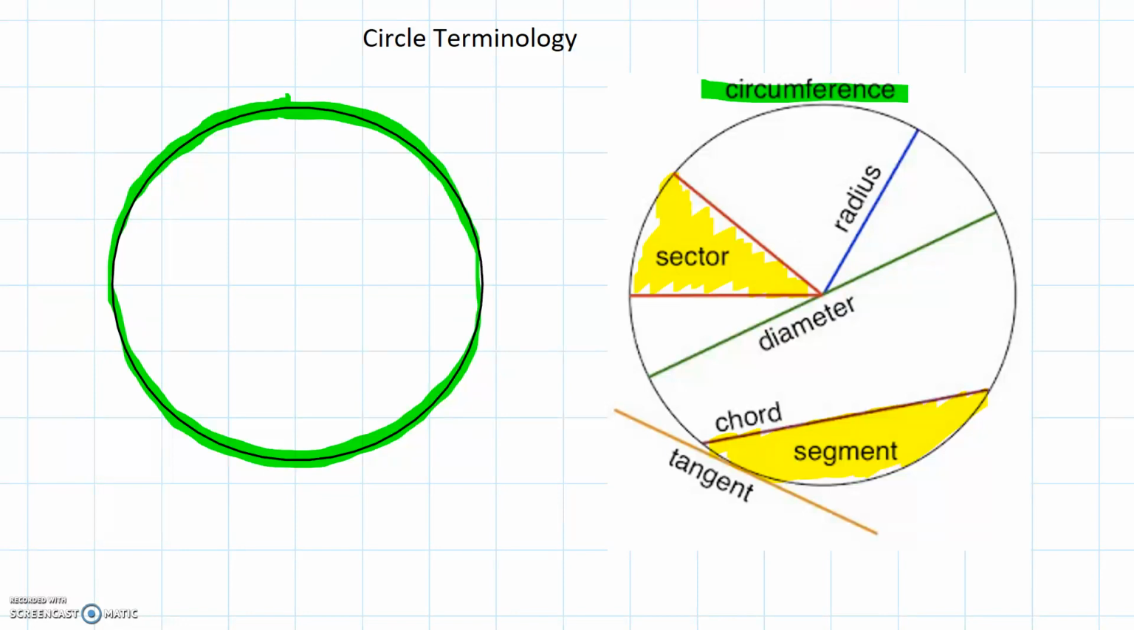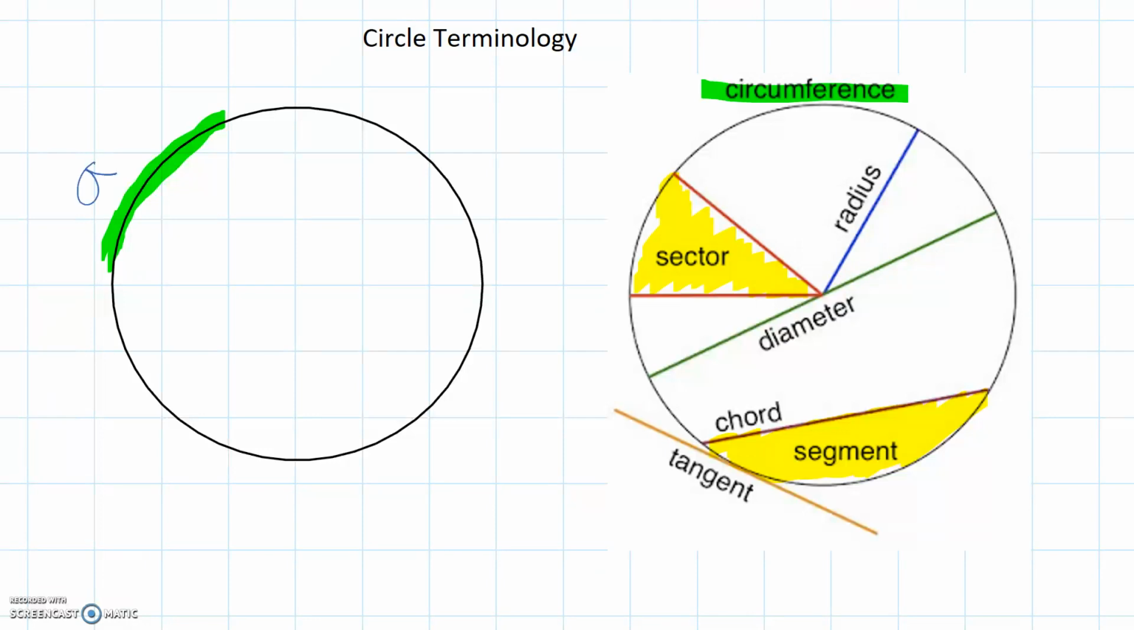Now, what if I don't have a complete circumference? What if I only have a part of that circumference? So, for example, I might have that distance there. It's still on the perimeter, on the edge of the circle, it's still on that curve, but it's not the whole circumference. This one's not labelled on my diagram on the right, and we're going to call that an arc. Okay, so that's an arc.